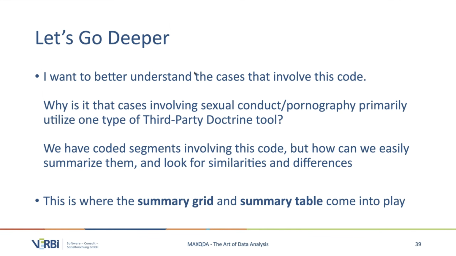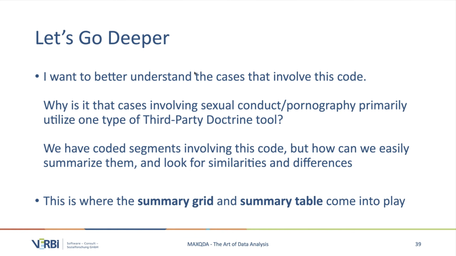So let's go deeper. I still want to know more about the cases that involve this code combination. Why is it that these cases involving sexual misconduct, child pornography, utilize one particular type of tool? Well, we've coded segments involving this code, but how can we easily summarize them looking for similarities and differences? This is where the summary grid and summary table come into play.